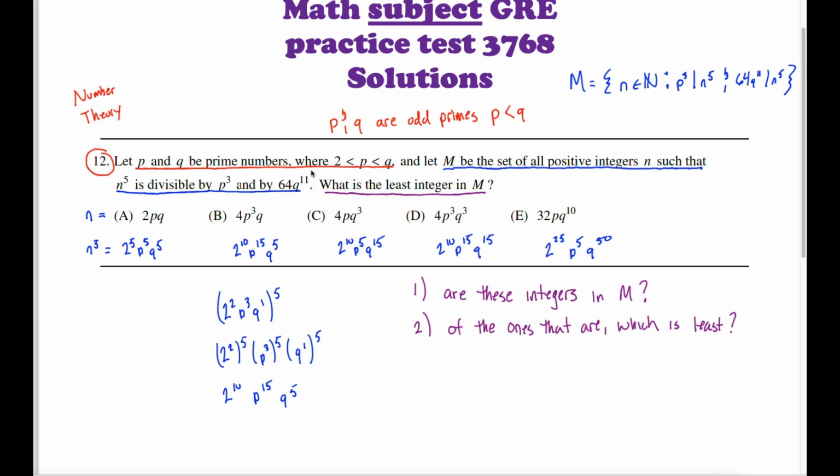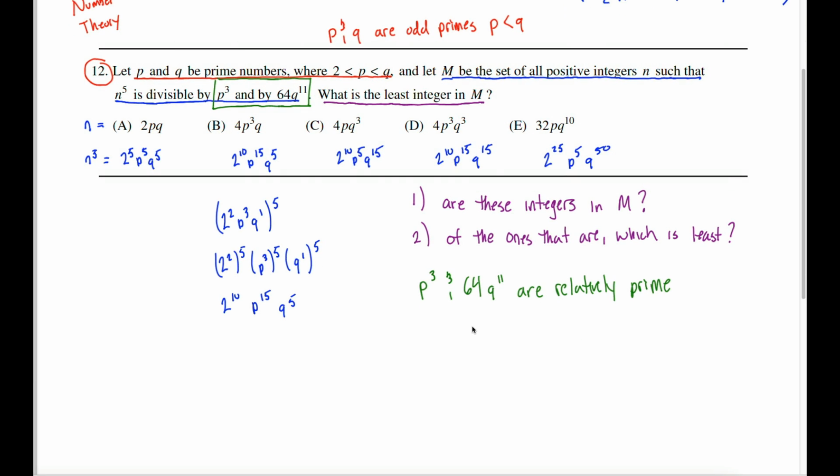Well, interesting thing here. This question is written in kind of a strange way. Notice that p cubed and 64q to the 11th are relatively prime. And the reason that's true is because 64 is just 2 to the 6th power. And since p and q are odd primes, p cubed and 2 to the 6th times q to the 11th, these are the prime factorizations of these two numbers, and we can tell just by looking at them that they don't have any prime factors in common.